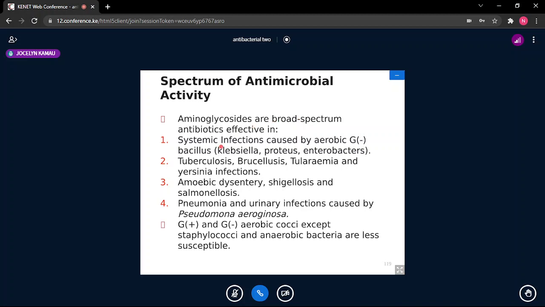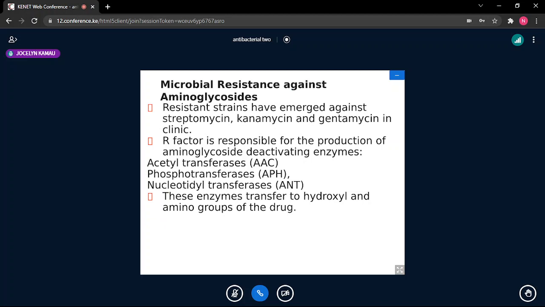We had already mentioned that. And of course, they do have activity against Mycobacterium tuberculosis. Systemic infection caused by aerobic gram-negative bacilli. Again, most of this, you will be able to do in pharmacology. They can also be used in amoebic dysentery. They can be used in pneumonia and urinary infections caused by Pseudomonas aeruginosa. They can also have activity against gram-negative aerobic cocci, except staphylococci, and anaerobic bacteria. They are less susceptible. So they have a good range of activity. But again, I'm repeating it again, the major danger we have against antimicrobial agents is resistance.